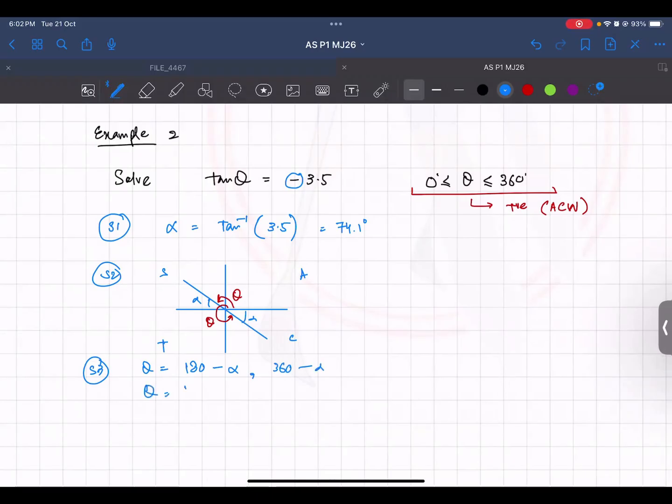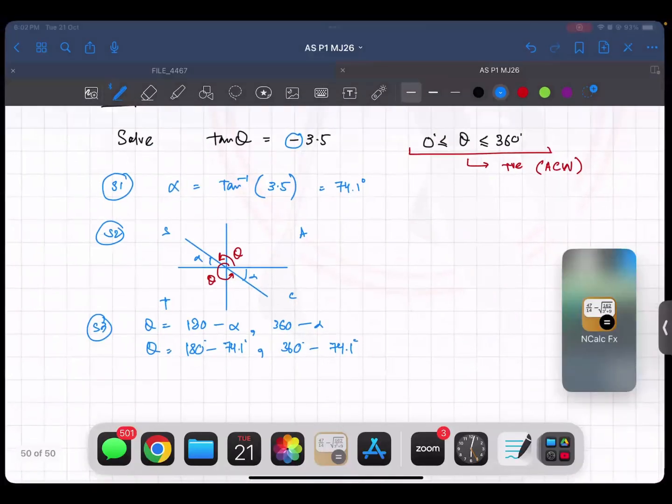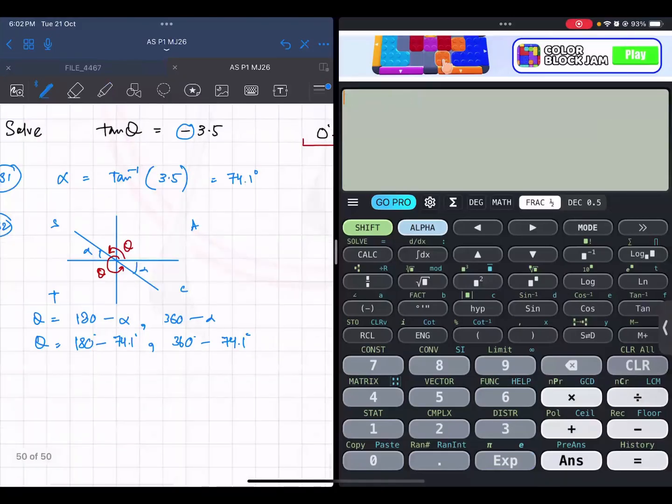So 180 minus 74.1 and 360 minus 74.1. Those would be the two solutions. 180 minus 74.1, so theta is 105.9, and the other one is 285.9.